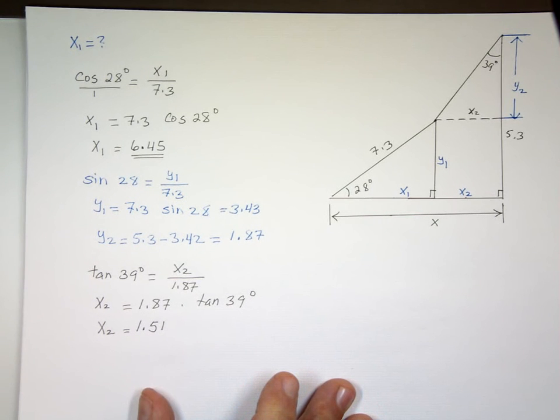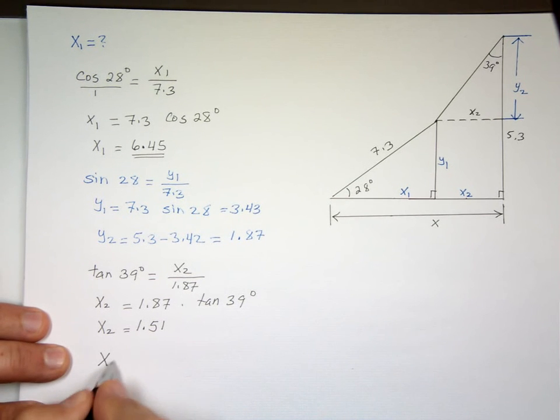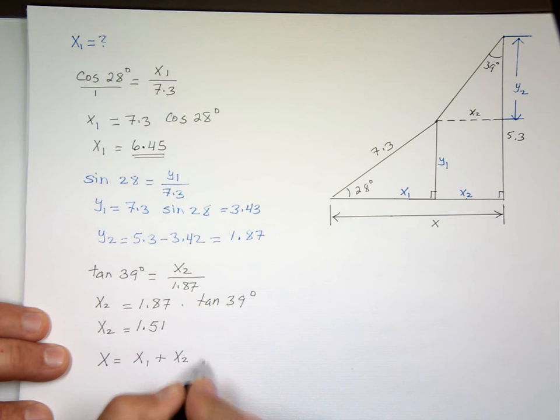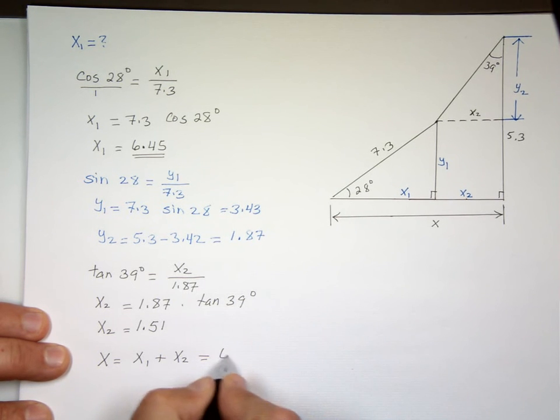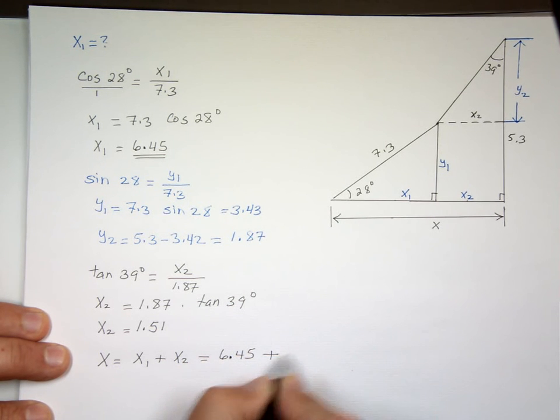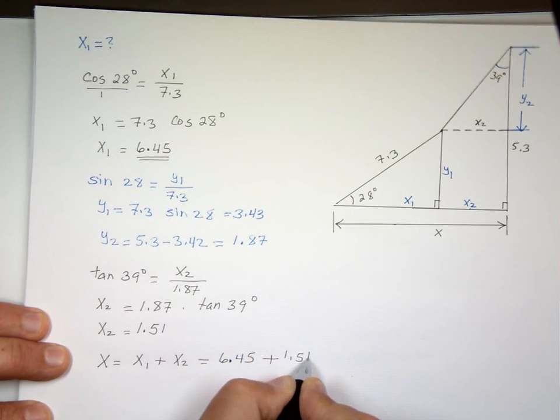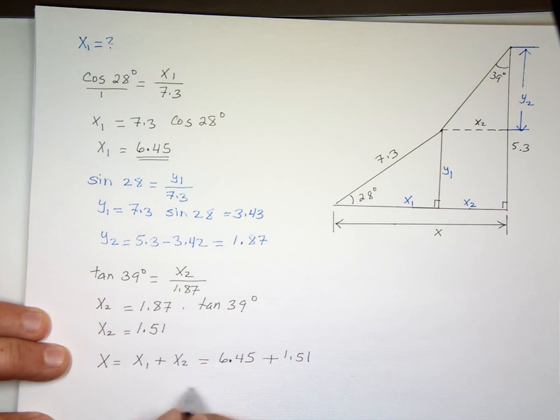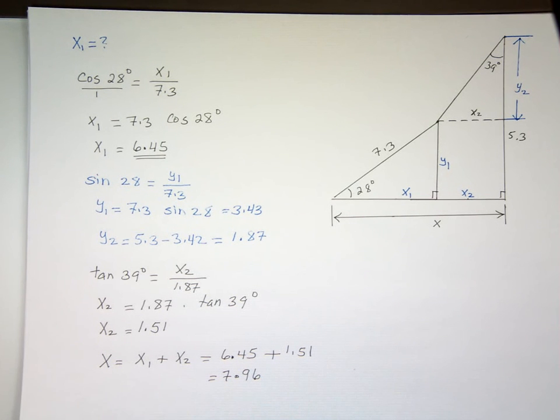So what's x equal to? It's x sub 1 plus x sub 2, 6.45 plus 1.51, which is 7.96. Voila.